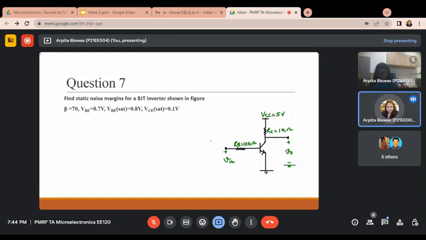No, VIL you have to calculate. I think VIL and VIH. Try. Then we will discuss. VIH is just calculated. It is coming as 1.4, that is IBRB plus VBE. VIH is 1.4 volt. VIL, what is the value of VIL? VIL is 0.7, VBE active.